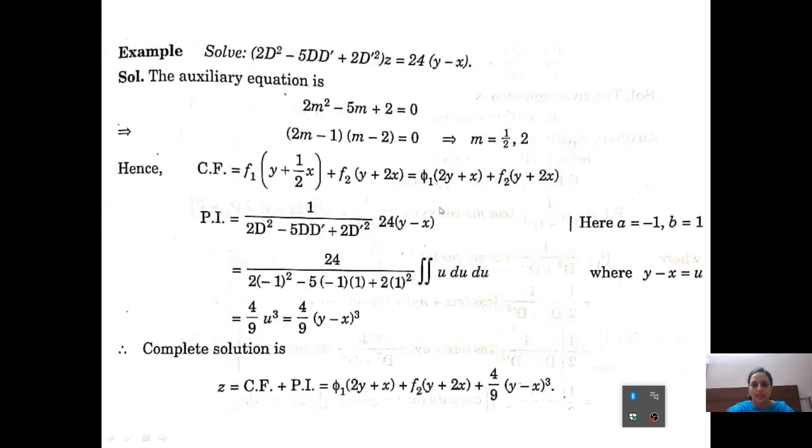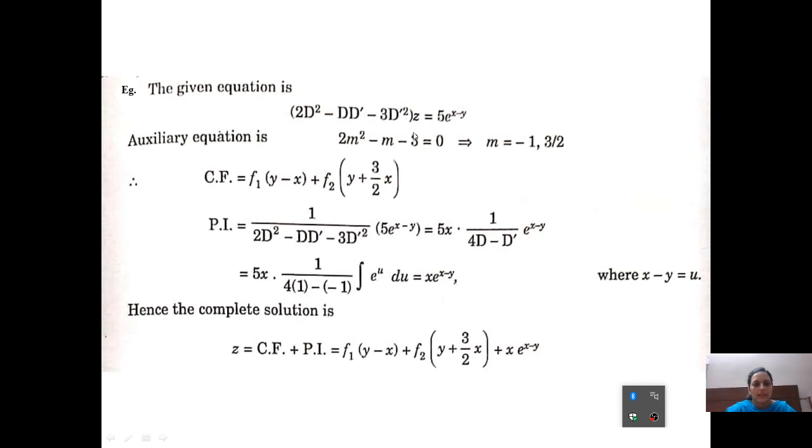Let's move on to another example. Let us take one more example to solve by this method. Let it be 2D square minus DD dash minus 3D dash square into z. Again, one should understand that this is a homogeneous partial differential equation of nth order. The right hand side function is the exponential function with this linear expression. So we will compare this expression with ax plus by and recognize our a and b.